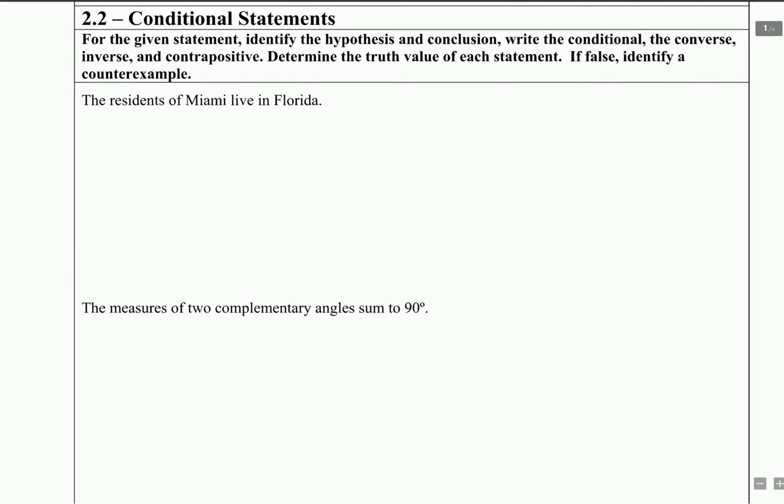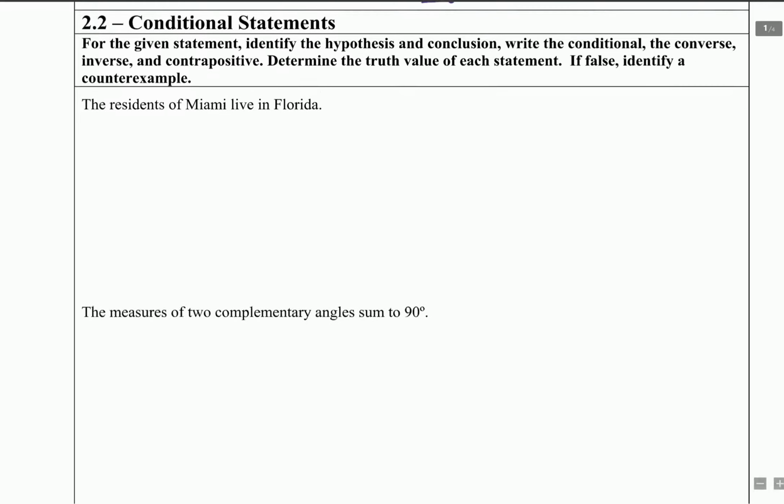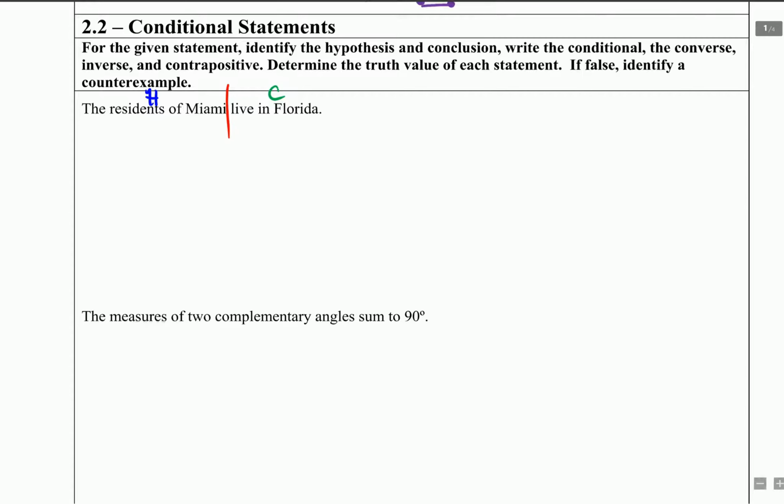Residents of Miami live in Florida. So let's split it up into our 2 ideas. You're a resident of Miami and you live in Florida. Our hypothesis and our conclusion, like we were asked to identify. And so let's get started. Lots of writing here. Write our conditional. Our conditional is our if-then statement.